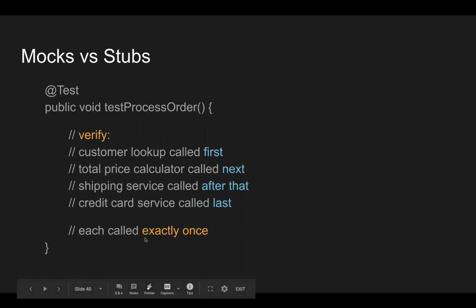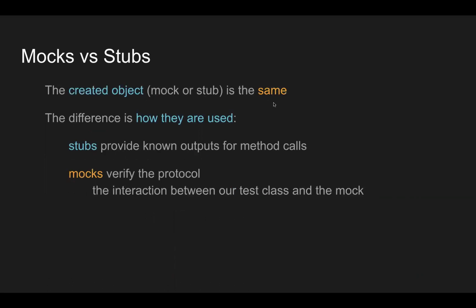You verify a mock. So in this case, I'd want to verify that the customer lookup was called, and then the total price calculator was called, and the shipping service, and that the credit card was charged last, and each was called exactly once. These are all parts of the protocol as well. Mockito automates the generation of both stubs and mocks, but notice that the created object is the same, whether we call it a mock or a stub. The difference is how they're used. The stub provides the known outputs, the mocks verify the protocol, but you'll hear people just using the term mock and stub interchangeably, and they're right until you talk about what it is you are using it for.